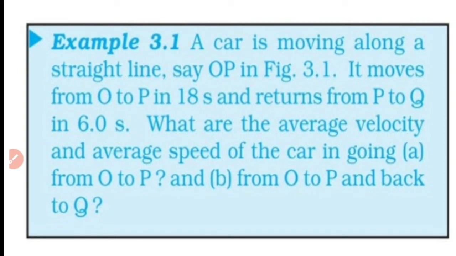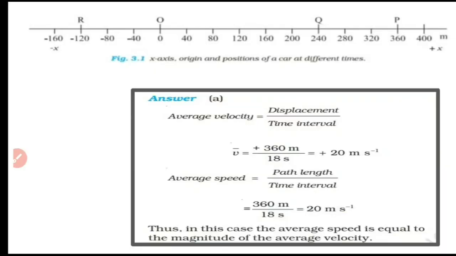Example 3.1. A car is moving along a straight line, say OP in figure 3.1. It moves from O to P in 18 seconds and returns from P to Q in 6 seconds. What are the average velocity and average speed of the car in going from O to P and from O to Q and back to Q? So here is that diagram showing the positions of the car at different times.